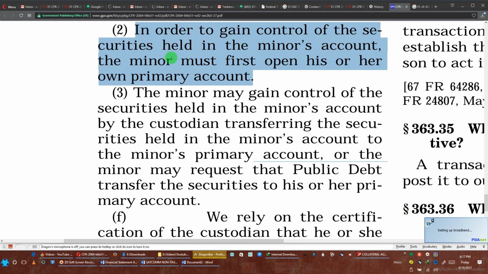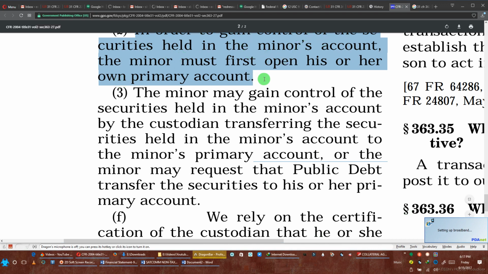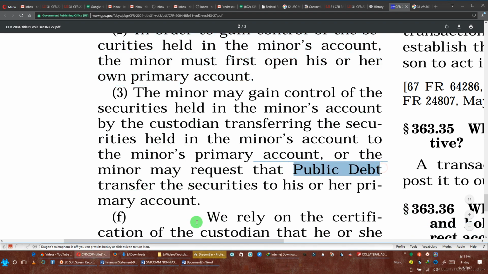The minor may gain control of the securities held in the minor's account by the custodian transferring the securities held in the minor's account to the minor's primary account. Or the minor may request the Department of Public Debt, that's why it's capitalized, to transfer the securities held in his or her primary account.